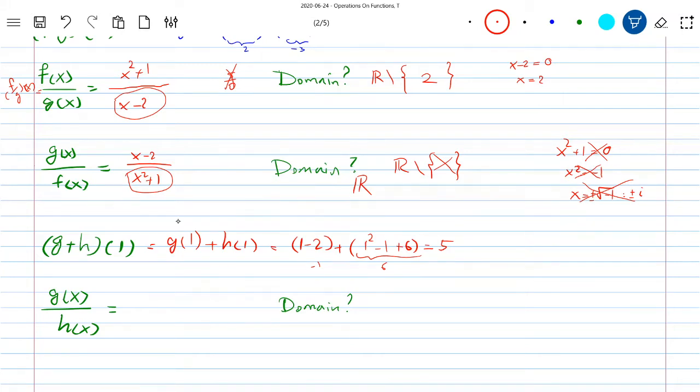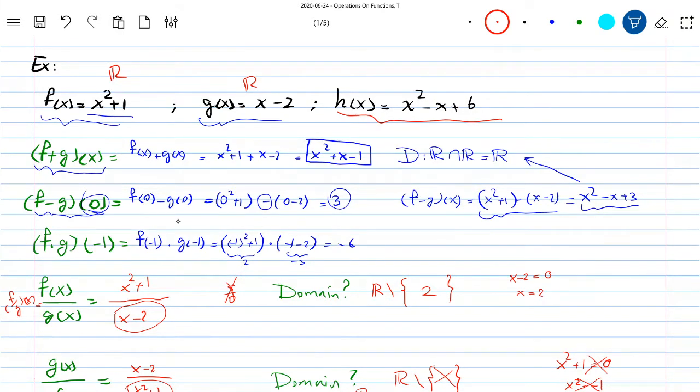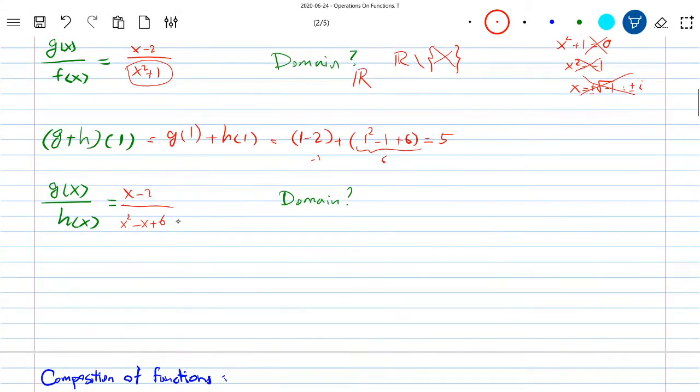Now what about g divided by h? g divided by h is x minus 2 divided by x squared minus x plus 6. What is the domain? The domain of g and h, since they are linear and quadratic functions, the domain of each one was real numbers. So what is the total domain of g divided by h? Again, this is g over h of x, the g function divided by the h function.